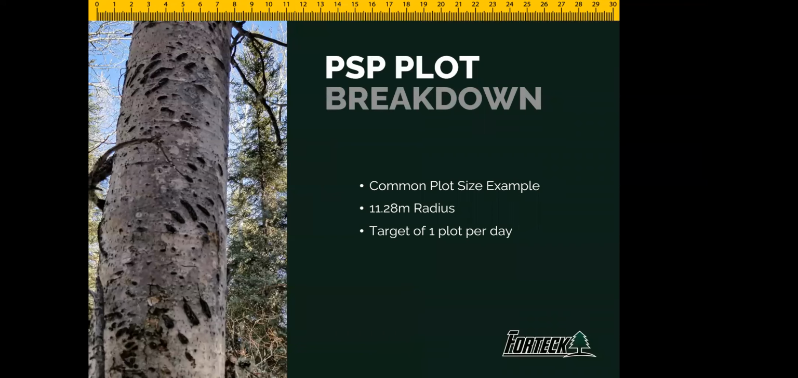PSP plot breakdown. A common size is 11.28 meter radius and a target of 1 plot per day. Sometimes that changes depending on how many trees are going to be in the plot. If you're doing a remeasurement plot, you may have old data that says how many trees are in the plot, so you can understand how many trees you'll have to measure prior to heading out, which can really affect production. If you end up with a plot with a lot of trees, you may have to spend 3 or 4 days in one plot.